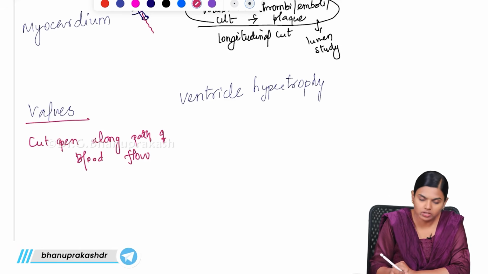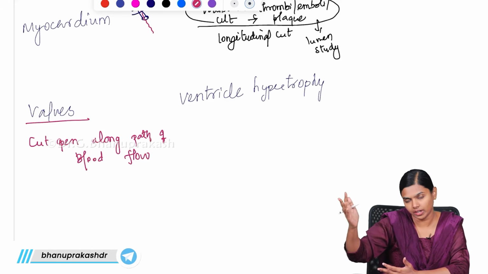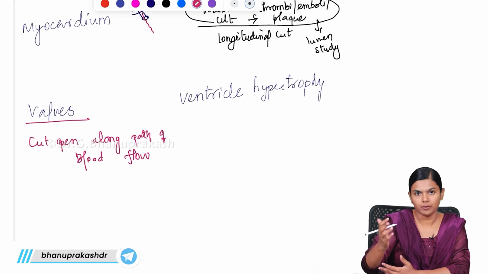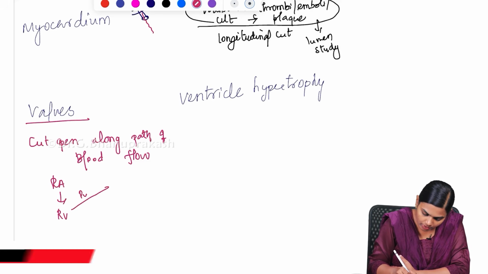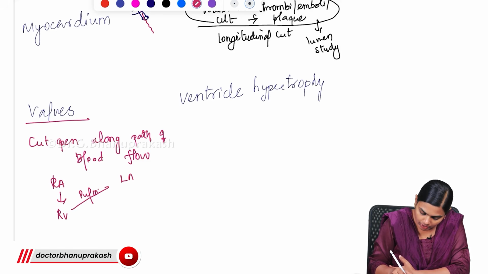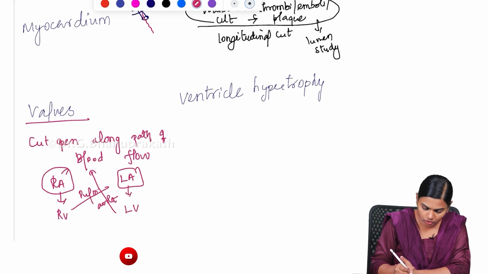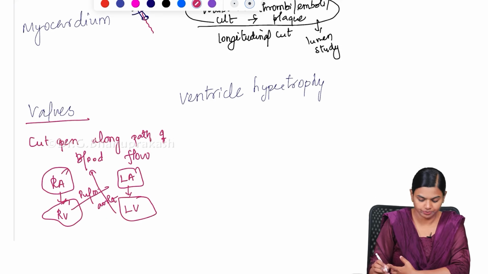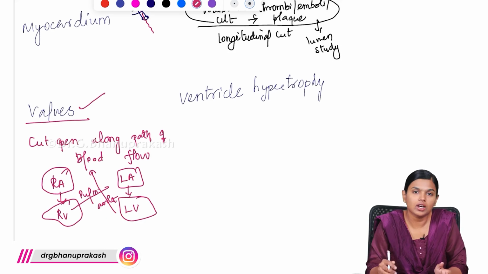So, how does the blood flow? Right atrium, right ventricle, pulmonary trunk, left auricle, left atrium, left ventricle, aorta. That is how it goes, right? So, you have your right atrium to right ventricle, then you have the pulmonary trunk, left atrium, left ventricle, then finally the aorta. So, along this way you will cut each chamber. You will cut the 4 chambers like this, and while cutting you have to look for the valvular changes.